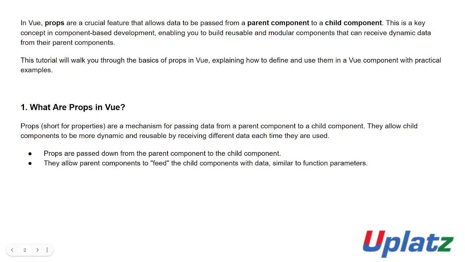Number one, props are passed down from the parent component to the child component. And second, they allow parent components to feed the child components with data, similar to function parameters. It gives the data, sends the data. This is the way of props, or properties. We call it props.